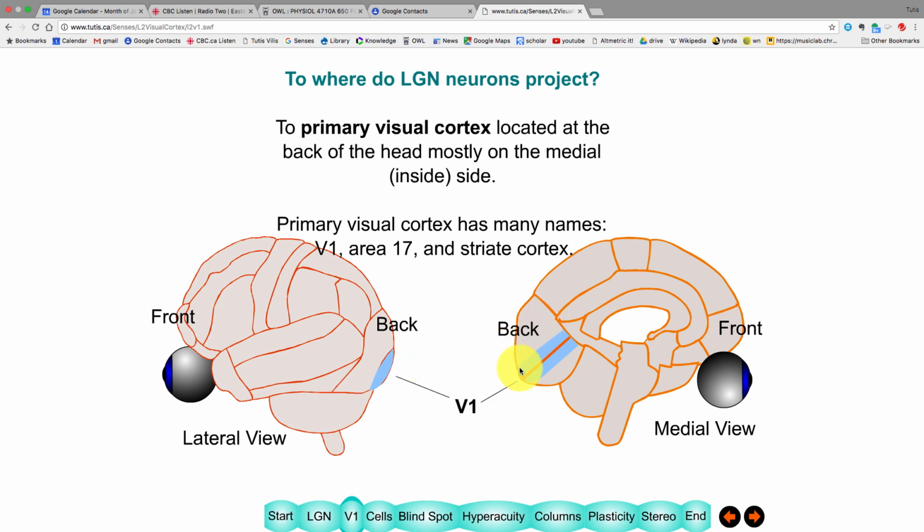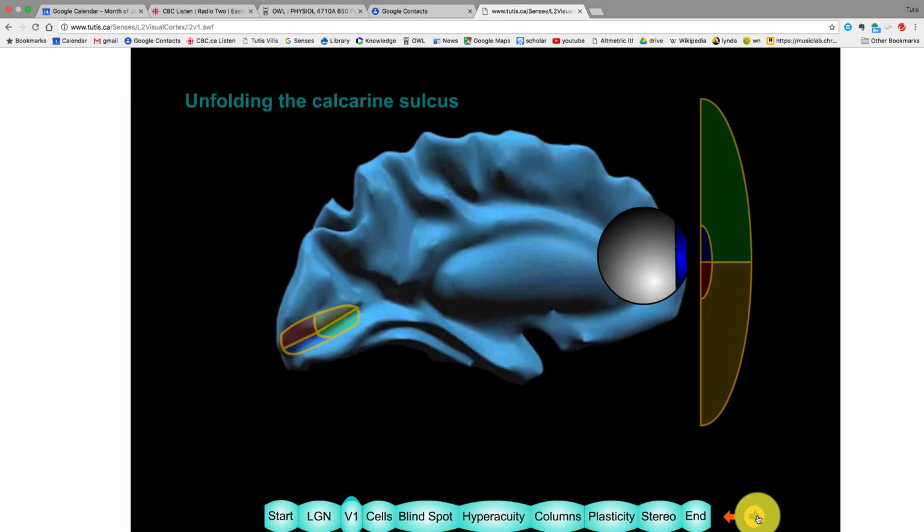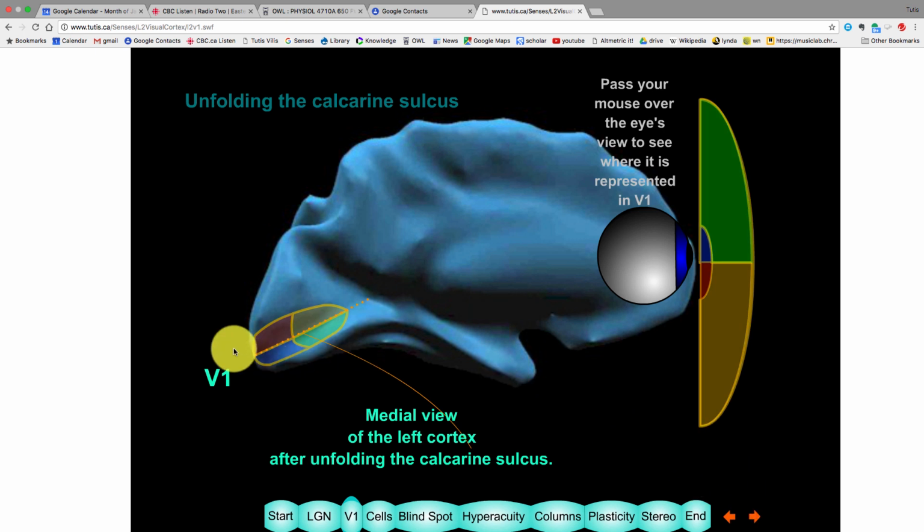So imagine you take the brain and split it in half, and you look down that half that you split, and you see most of it, but not all of it, because much of it is hidden here in the sulcus, which is like a valley in the cortex. Now here we unfold that valley, so you can see here's the calcarine again. We've unfolded all the valleys, all the sulci, and we can see clearly the whole shape of the V1.